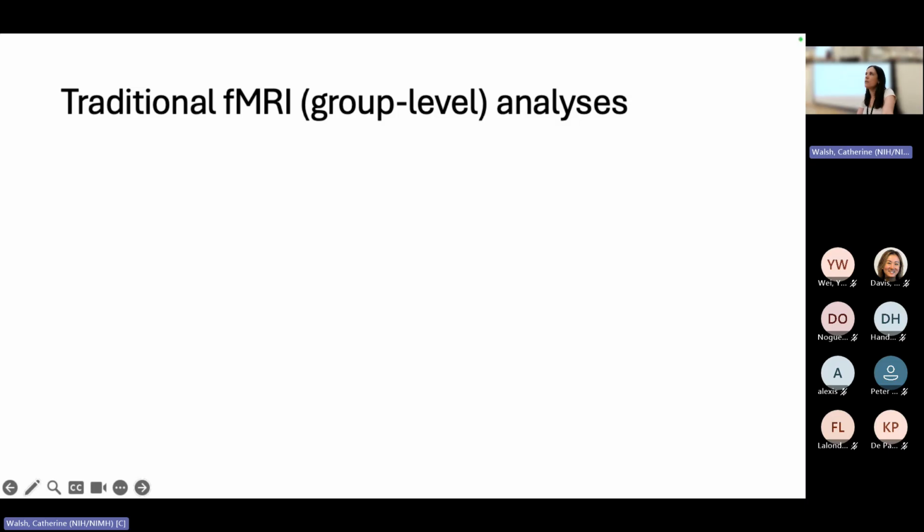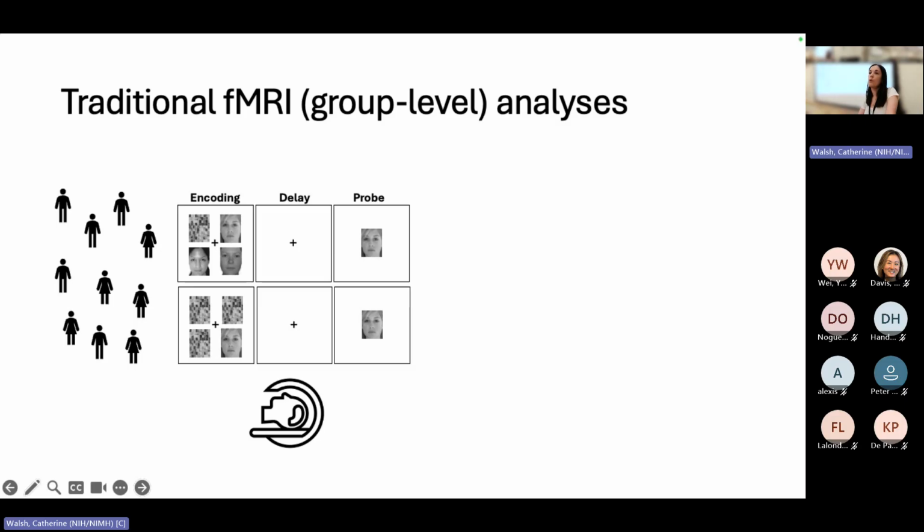I'm going to start by taking a step back and talking about what we think about. Starting with traditional fMRI analysis, the kind of things that we've talked about already in this lecture series. In these kinds of analyses, we might take a population of people and have them do a task in the scanner.